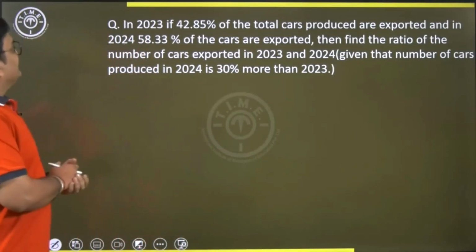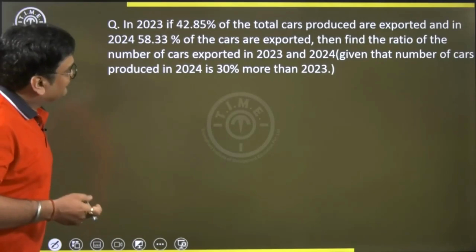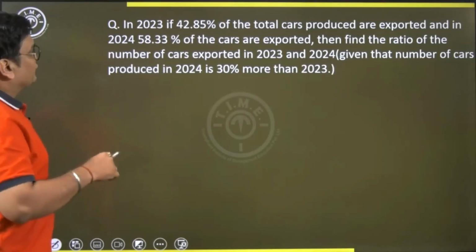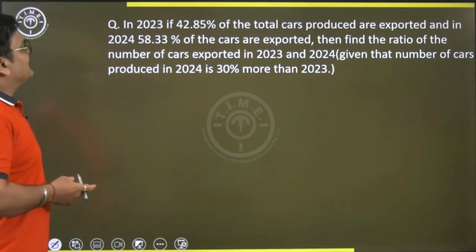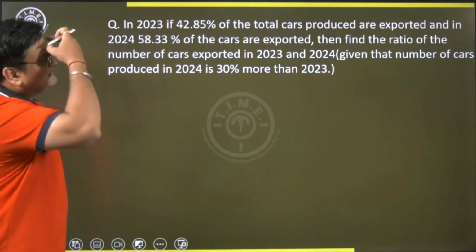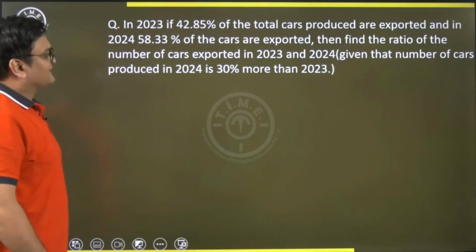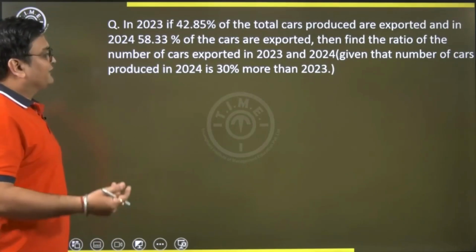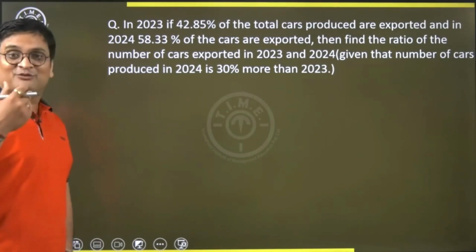Let's look at this. In 2023, if 42.85% of total cars produced are exported, and in 2024, next year, 58.33% of the cars are exported, then find the ratio of number of cars exported in the 2 years, given that number of cars produced in 2024 is 30% more than 2023.